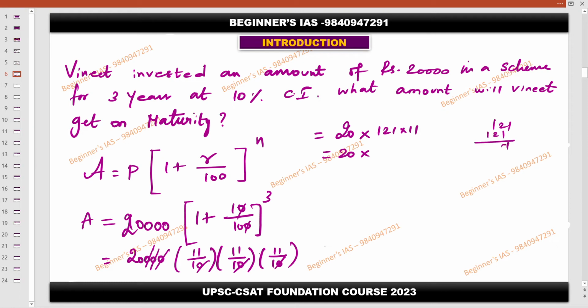So 121 into 11 is 1331. So 2 times 1331 will be 2662. So this is one method. You can go with the PCG method also, but it's quite calculative. If you are doing the PCG method, you need some calculative work. So shall we move on to the next question? Is this question clear? How to solve this kind of questions?